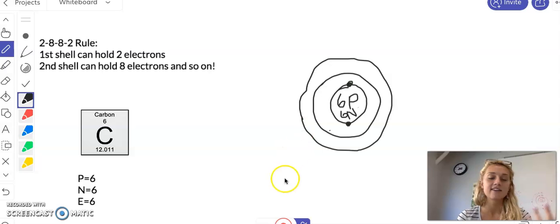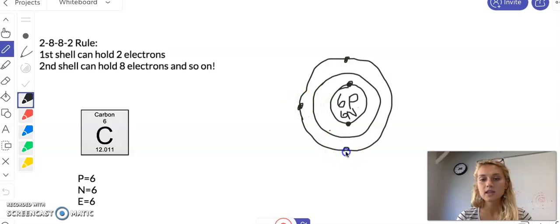Like I said, I have 4 more. That second shell can hold up to 8. That means I can fit all 4 of those electrons in that shell. It doesn't have to be totally full, not a big deal. It's more stable if that outer shell is as full as it can be, but we don't have that many electrons. So we're just going to stop there, and this is what my Bohr model for carbon looks like.